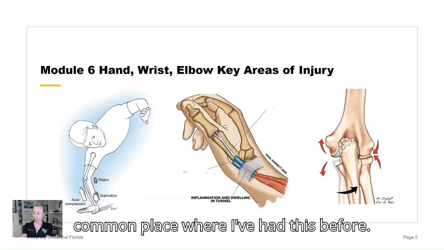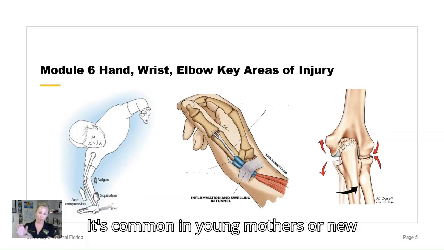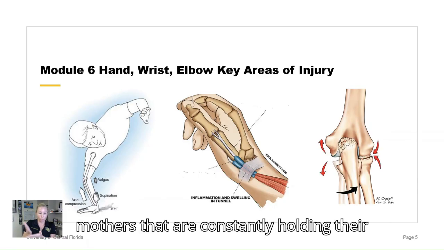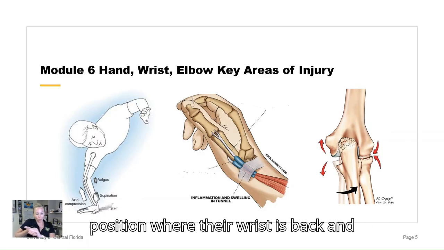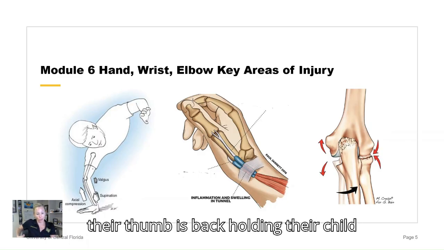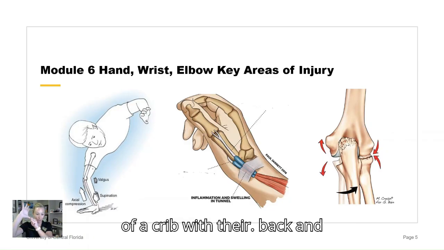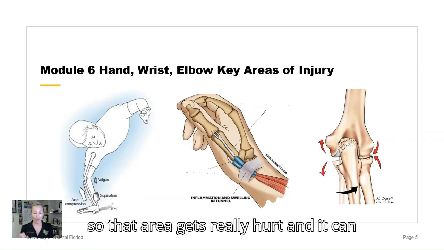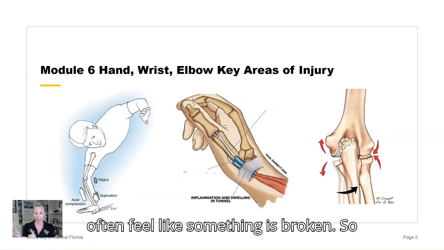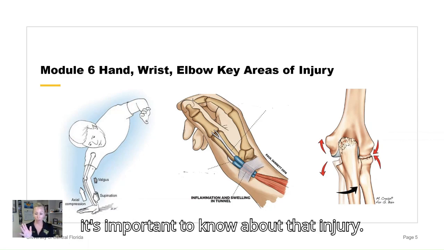So it's a very common place where I've had this before. It's common in young mothers or new mothers that are constantly holding their kids, and they're constantly in this position where their wrist is back and their thumb is back, holding their child in a hip sit position, or taking them out of a crib with their thumb back. And so that area gets really hurt, and it can often feel like something is broken. So it's important to know about that injury.